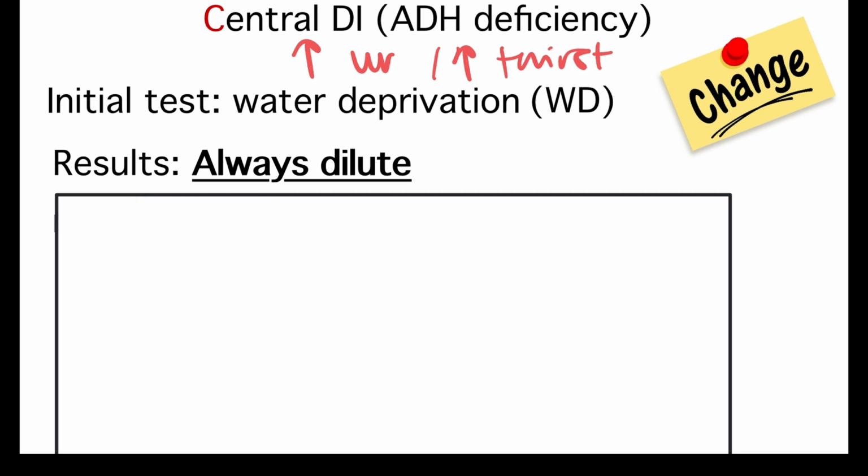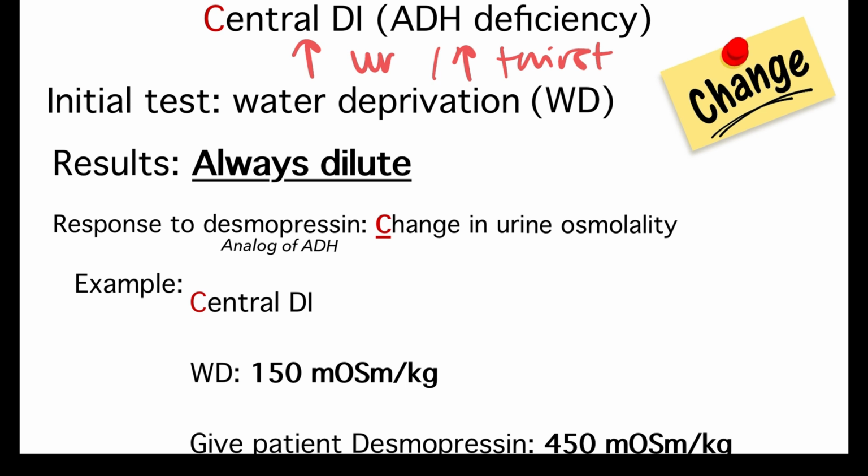In a patient who has diabetes insipidus, they don't have ADH. So the urine will still be what? Dilute. So if you do a water deprivation test and the urine is still dilute, that means there is no ADH. So now, the next test you have to do is the desmopressin test.